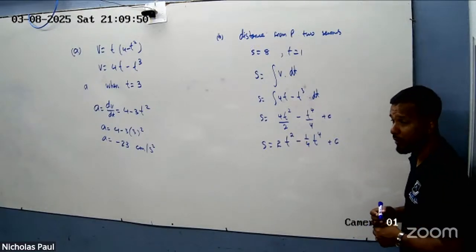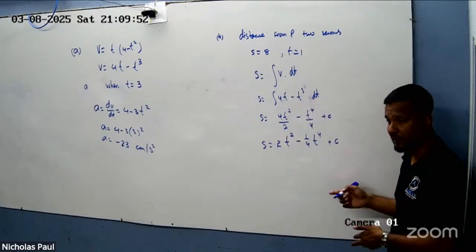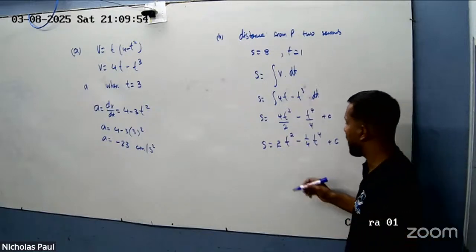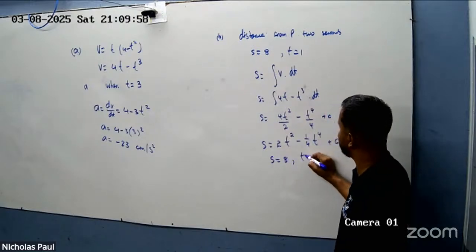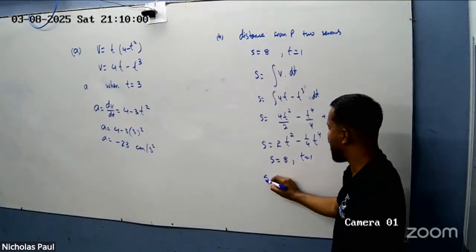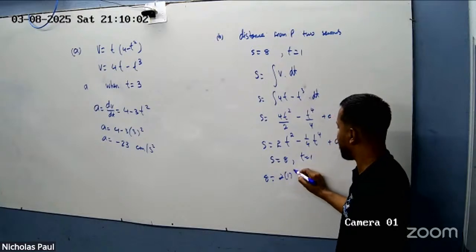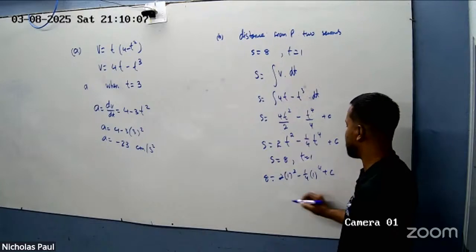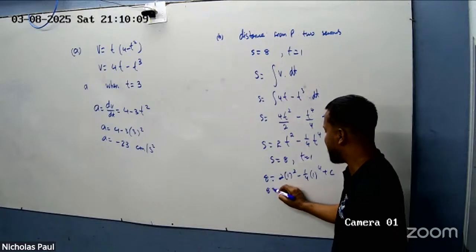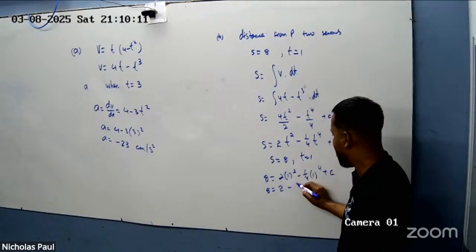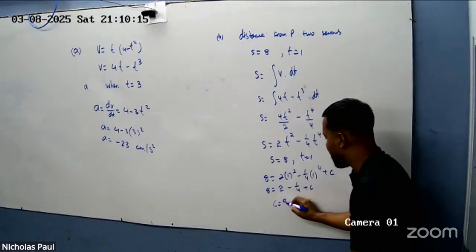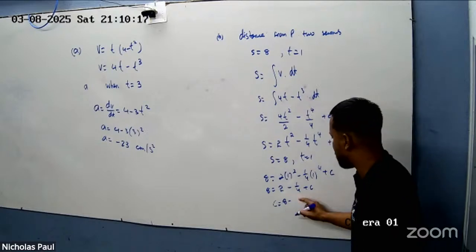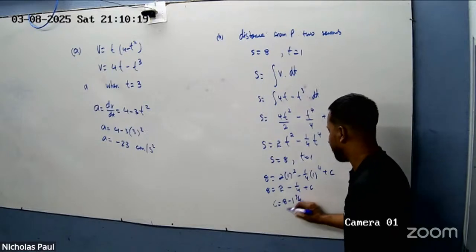That's okay. Problem is we have plus c. But the question told us when S is equal to 8, t is 1. So I'm plugging in S is 8 and t is 1, and I'm going to solve for c. So 8 is equal to 2 minus 1/4 plus c. So c is equal to 8 minus what? 1 3/4. How much is that?